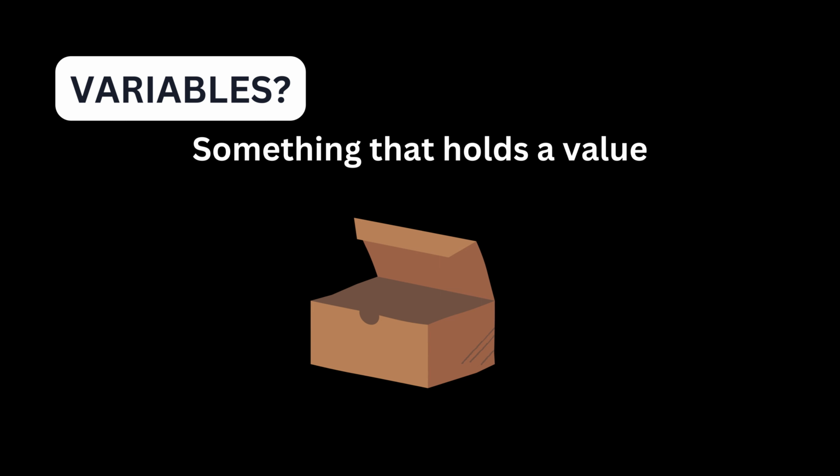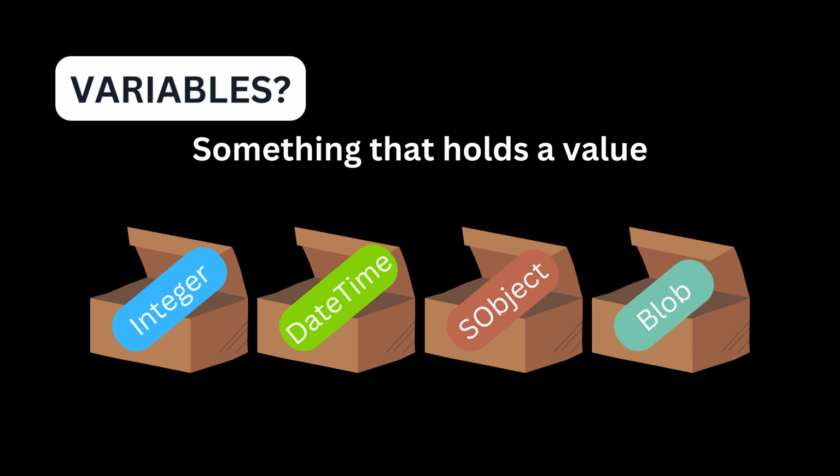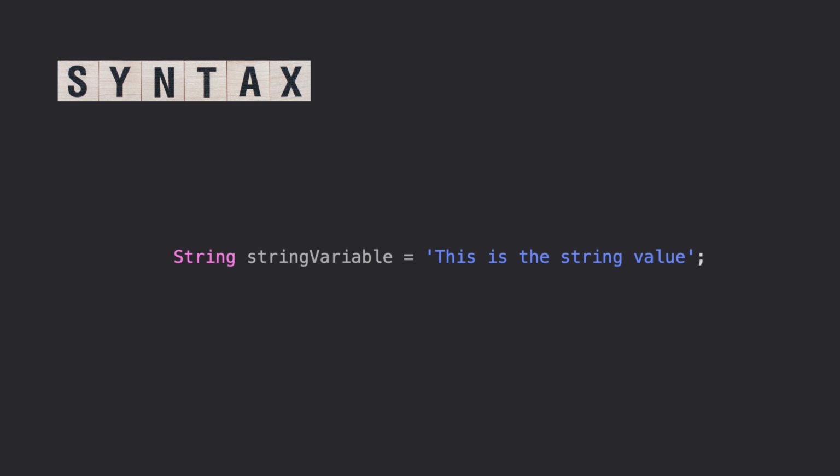Let's talk about variables. Variables are something that holds a value. Think of it as a container for a specific data type, for example a string, but it could be anything such as integer, datetime, S-object, blob, and so on. Here's how we define a variable.